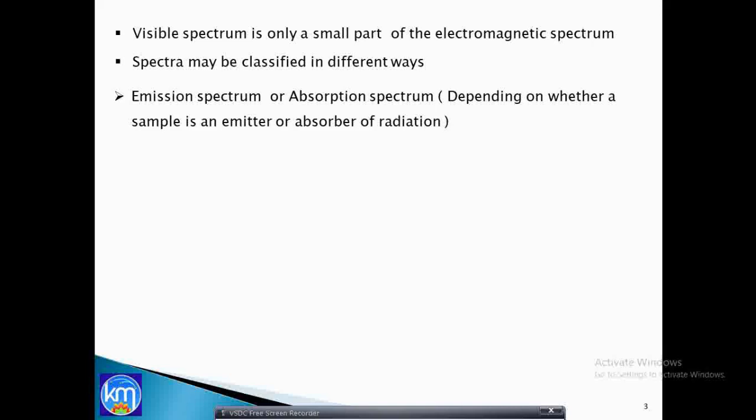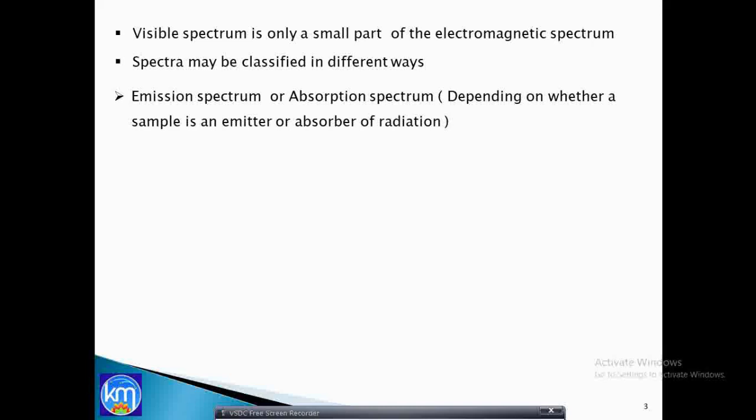So the visible spectrum will be divided into different types: one is the emission spectrum, and the other is the absorption spectrum. This depends upon whether the sample is an emitter or an absorber of radiation. If it is an emitter of light, we'll be getting the emission spectrum.